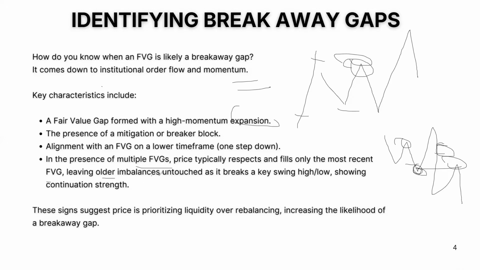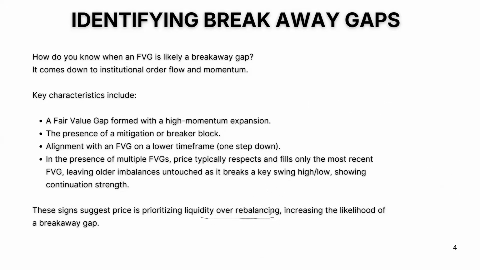Leaving older imbalances untouched as it breaks a key swing high or low, showing continuation in strength. So if you have multiple fair value gaps here, here, here, here, and then the most recent fair value gap, just like we saw in the chart, price rebalanced it and then continued going higher, these fair value gaps will most likely be what? Breakaway gaps. Now, this sign suggests price is prioritizing liquidity over rebalancing, increasing the likelihood of a breakaway gap. So let's look at them one after the other.